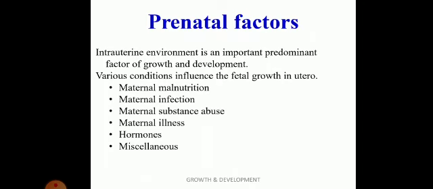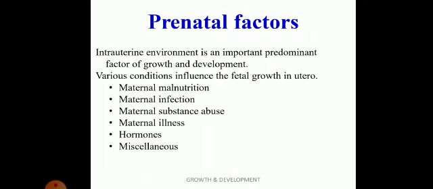Maternal infection. The TORCH infection is very common. TORCH means toxoplasmosis, R means rubella, then C is cytomegalovirus, and herpes. All these infections are very common in mothers. The infection itself is harmful to the growth and development of the fetus. And sometimes antibiotics are given to the mother just to cure this infection, so these medications may also be harmful to the fetus. Fetus means the child inside the uterus.